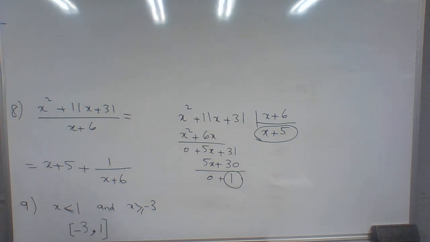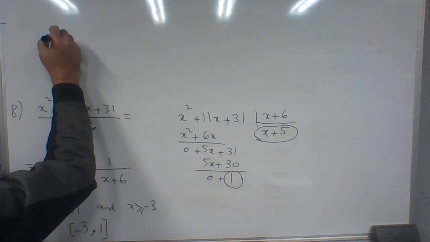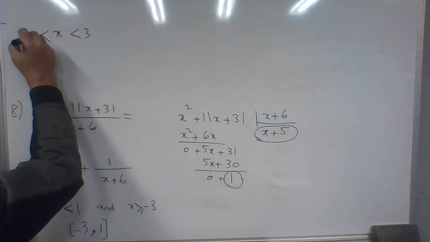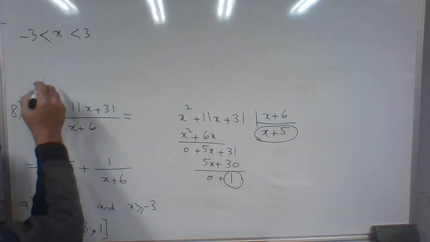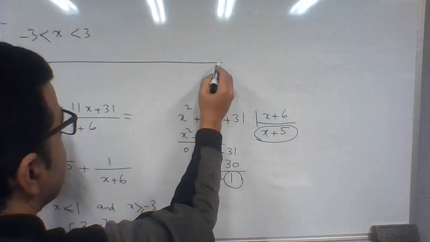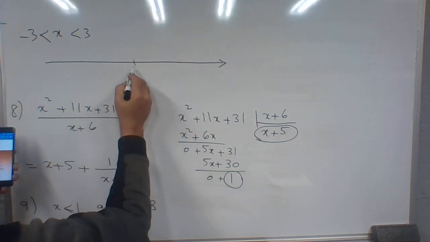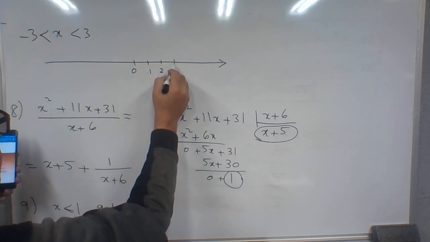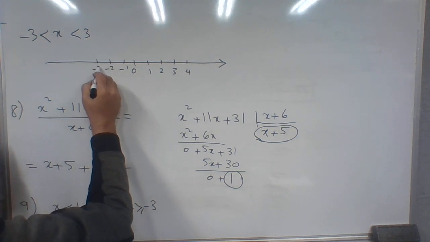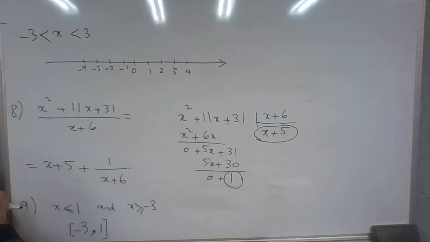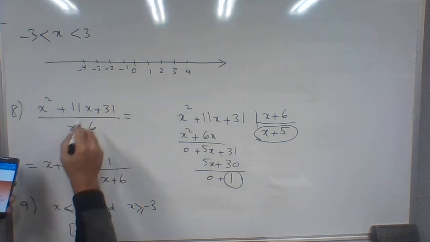Number 10. Graph this inequality: x less than 3 and greater than negative 3. This is the number line. This is the origin. 1, 2, 3, 4. Negative 1, negative 2, negative 3, negative 4. X must be greater than negative 3.